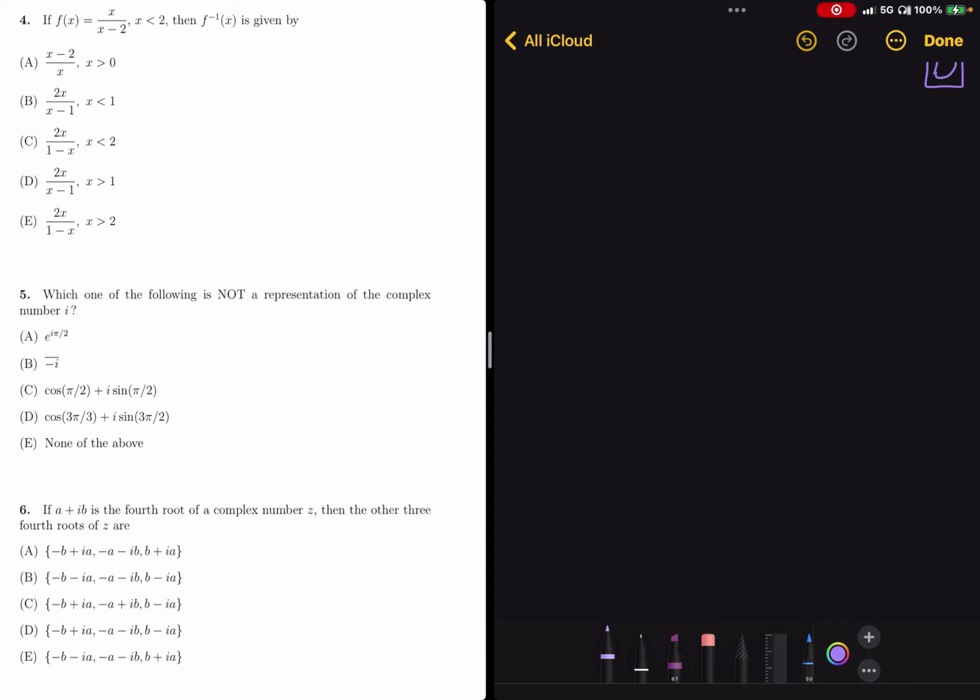Alright, so we're going to be having a look at some more questions. These come from a 2014 University Calc 1 exam paper. These ones are a little bit harder than the three at the beginning. So question 4, we have if f of x is equal to x over x minus 2 and x is less than 2, we have to find the inverse.